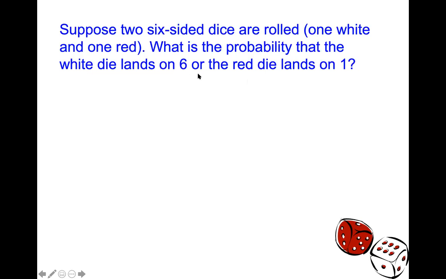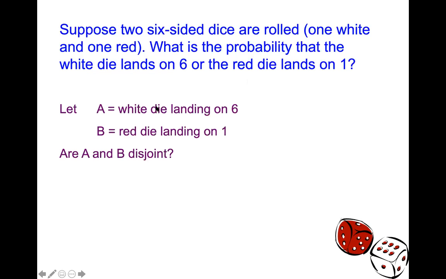So this is an or problem. That's the first step, decide and or. Because it's an or problem, I'm going to use my mind map, the general rule for addition. I'm going to call the white die landing on 6 event A, just for simplicity's sake, and B the red die landing on a 1. The first question is, are they disjoint? Well, I would say no. It's possible to get both: this one is on 6, this one is 1. So these are not disjoint, and I need to use the full formula and subtract out that intersection.